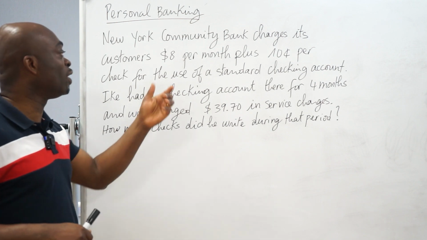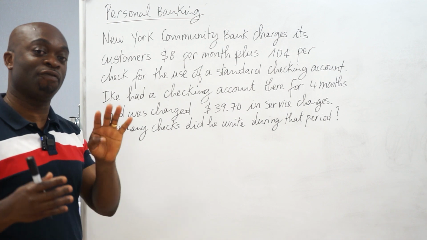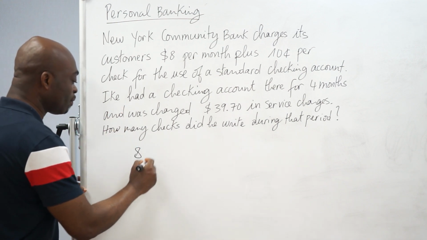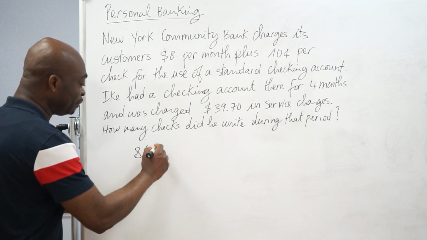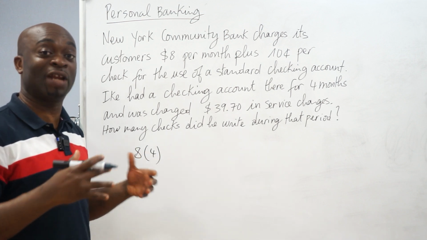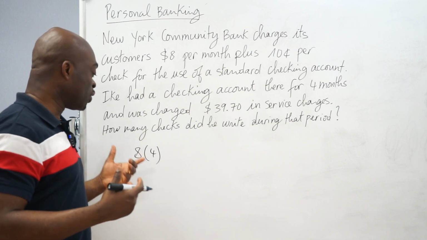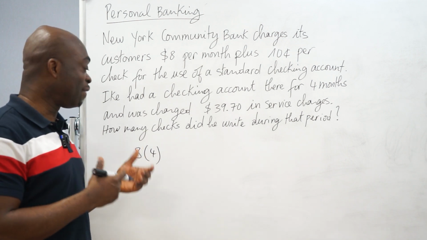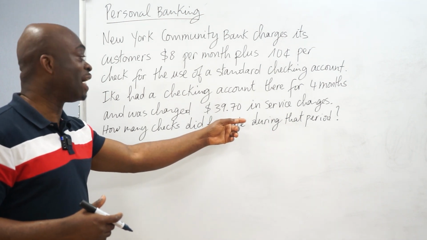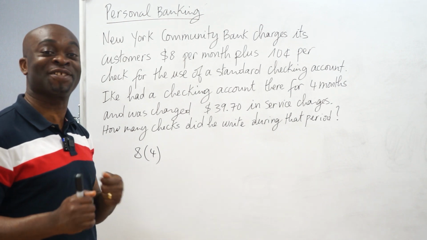So one thing that we know is what? $8 per month. And how many months was Ike there for? 4 months. So we know $8 times 4 will give us how much Ike actually paid as flat fee just to open an account. Okay? So we're supposed to be what? 32 if you multiply 4 by 8. But we don't have 32. We have 39.70. So something has happened. So that means Ike has been issuing some checks.